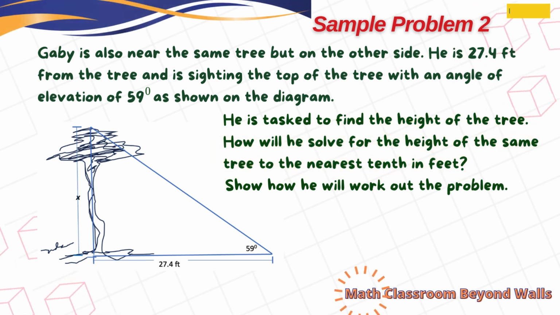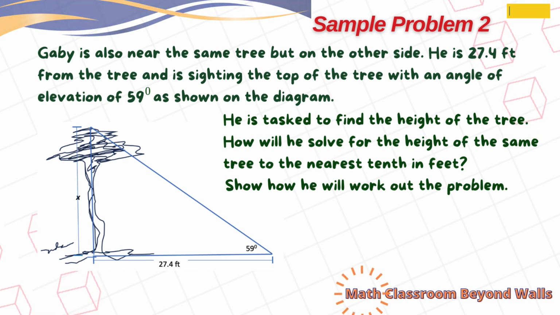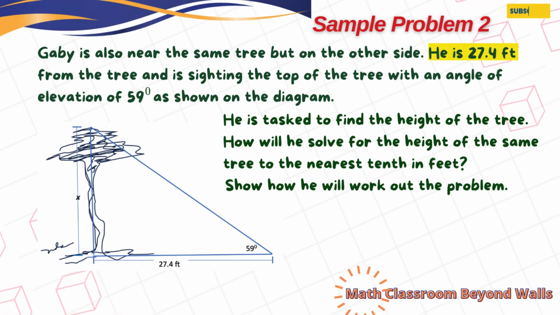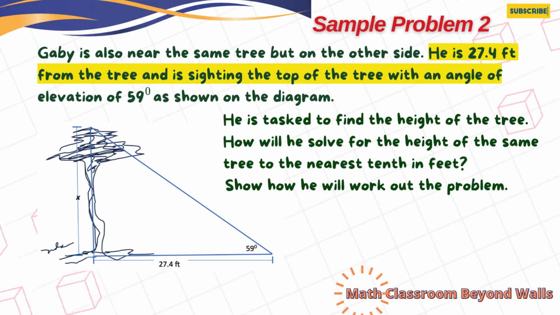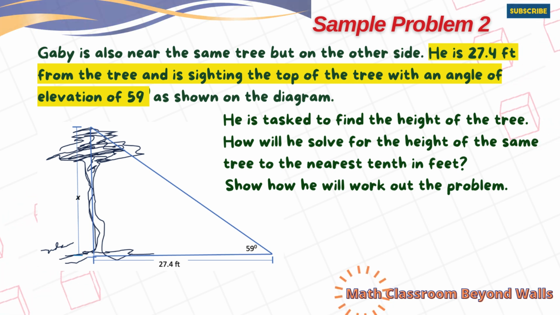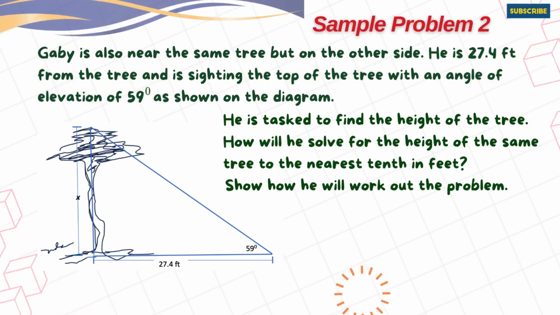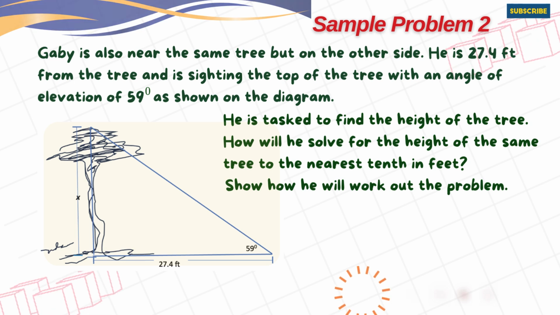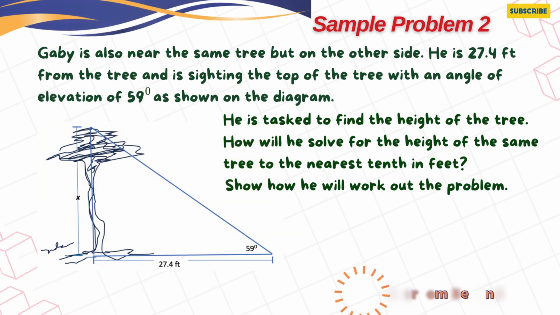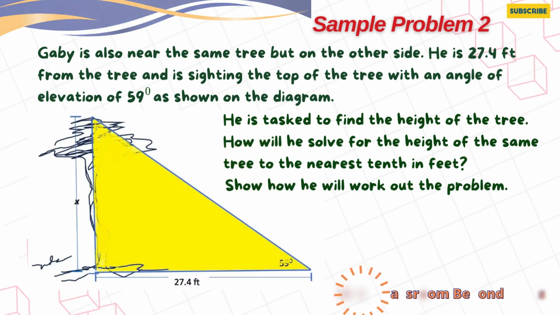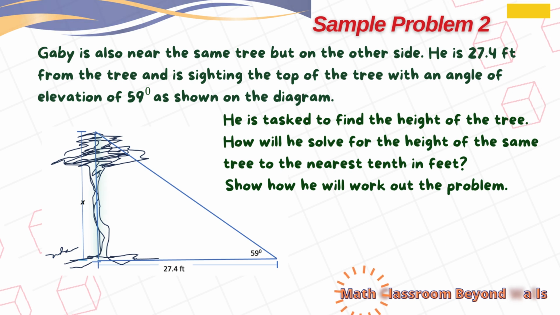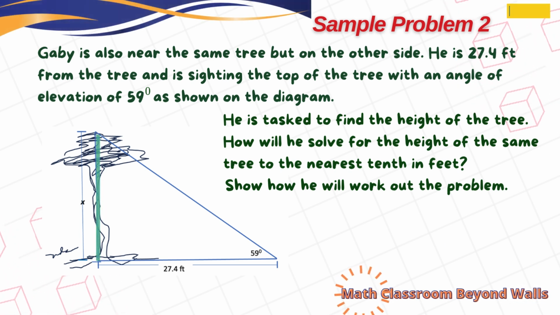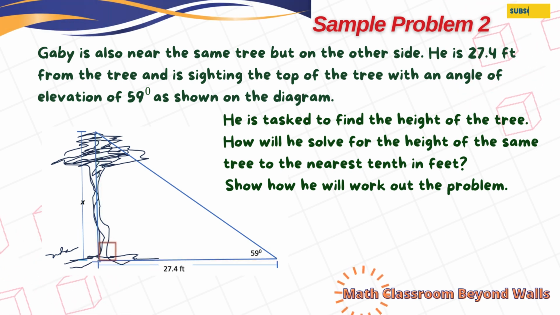What are given? A diagram is given with Gabby at 27.4 feet from the tree and is sighting the top of the tree with an angle of elevation of 59 degrees. Okay, let us look at the diagram this time. What geometric figure do you see? You're right, a triangle. Now, we assume that the tree creates a 90-degree angle with the ground, so we will reflect this on the drawing.